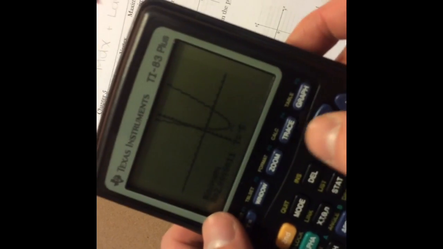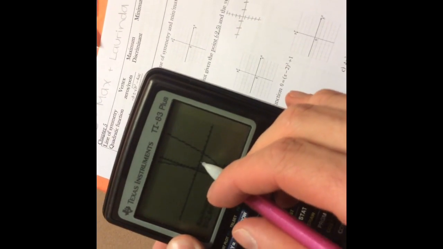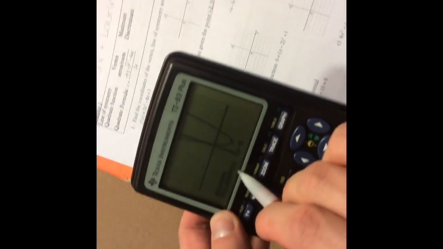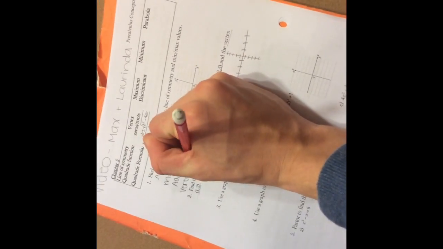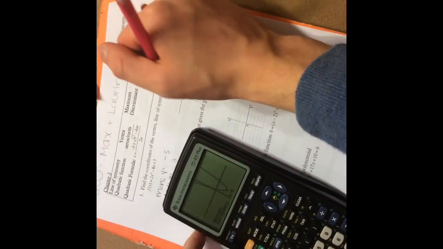And then the minimum is, let's see, -5. Y equals -5. Okay, then for the axis of symmetry, that would just be 2, because that's right in the middle right there. So x equals 2. And for the vertex, that's just 2, -5. Okay. Now I'm just going to write the graph on here.